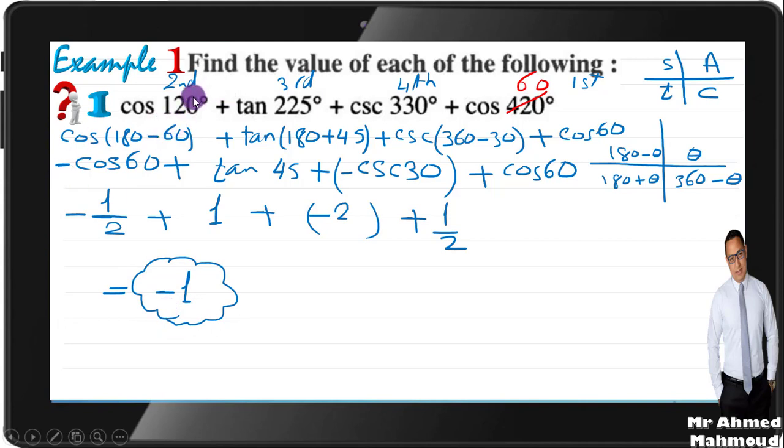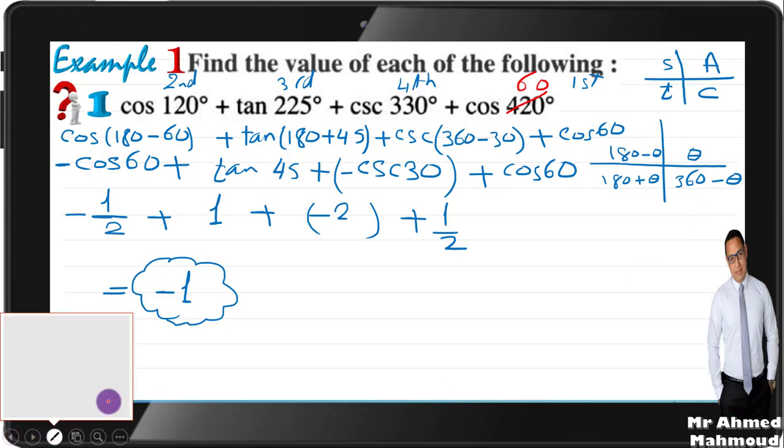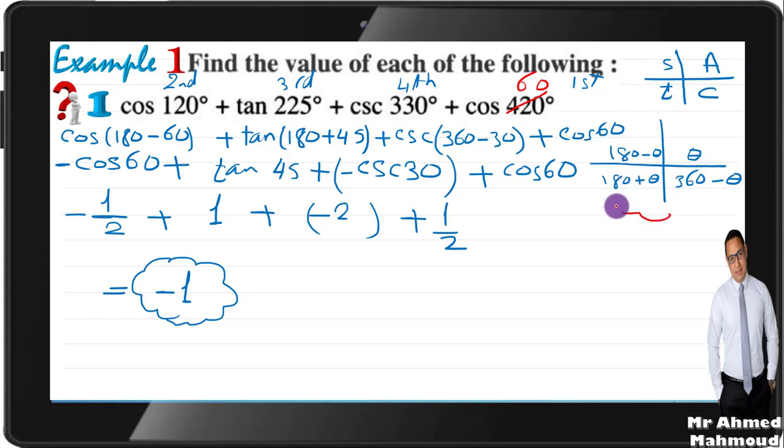Again, step number 1, make all the angles less than 360. Step number 2, check the quadrant of each angle. Step number 3, write the rule of the quadrants as I wrote here: theta, 180 minus theta, 180 plus theta, 360 minus theta. Then change each angle according to this rule. For example, 120 equals 180 minus 60, 225 equals 180 plus 45, 330 equals 360 minus 30, and so on. Using the rule, we keep the function: cosine, cosine, tan, tan, cosec, cosec, cosine, cosine. And then use the ASTC rule to write the sign of each function.